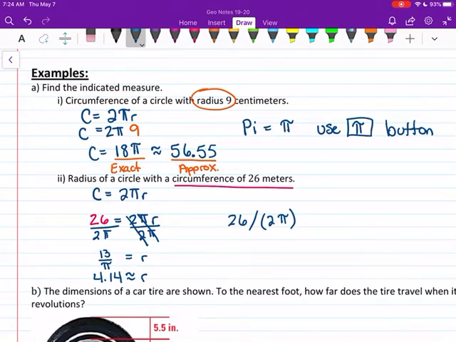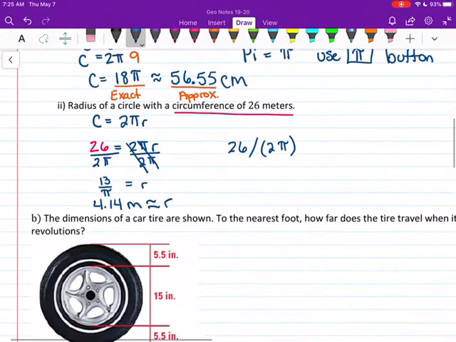And my units here, oh yeah, we forgot our units. My units on the first one were centimeters, and my units on this second example are meters. So make sure you're including your units. Great. Okay, let's take a look at the next example.